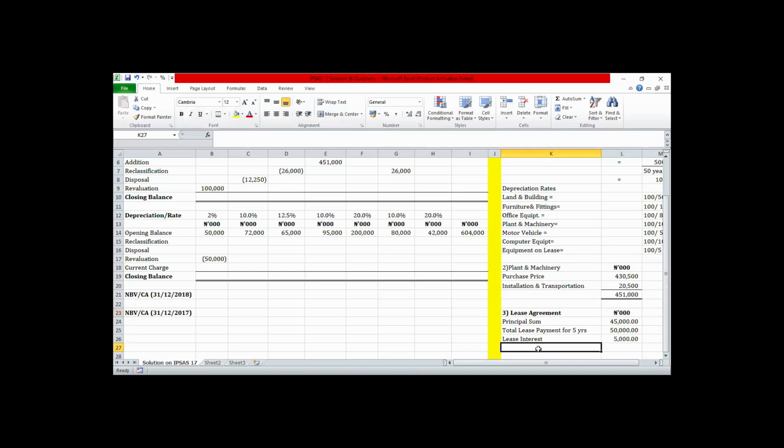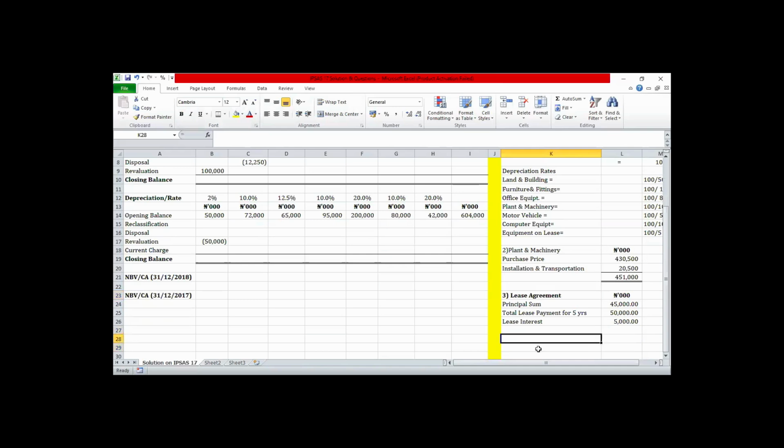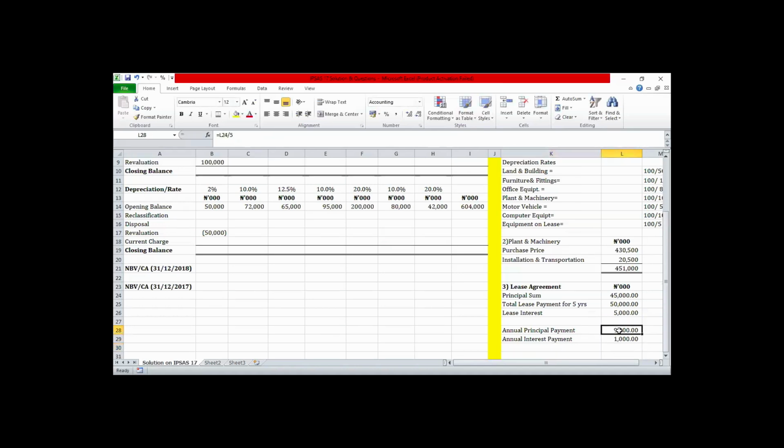Look at it. Annual principal payment. That one is 45 divided by 5. That's what? 9. Is that not so? 9,000. Look at the interest. Annual interest payment. That one is 5,000 divided by 5. That's what? 1. If you add the two together, that gives you what?